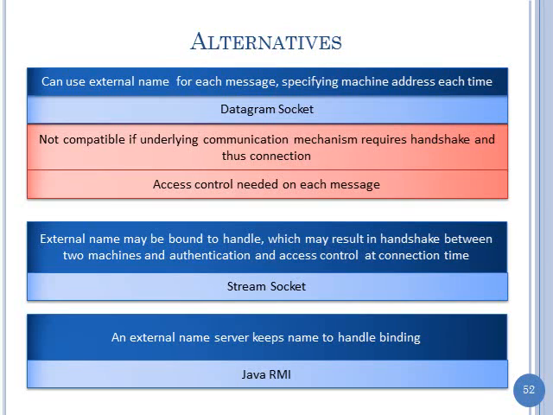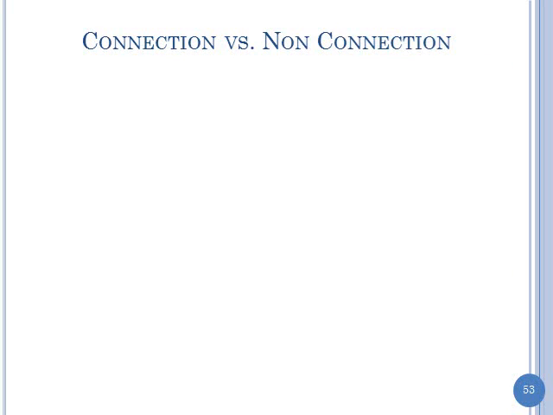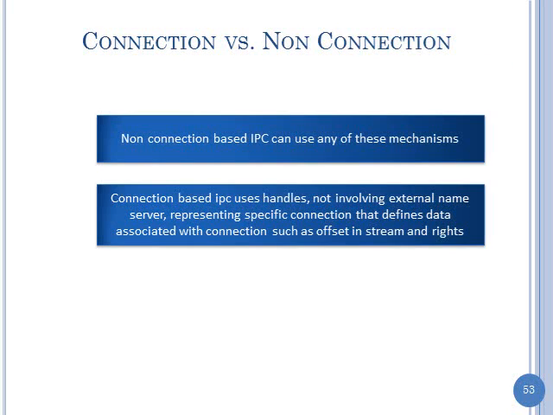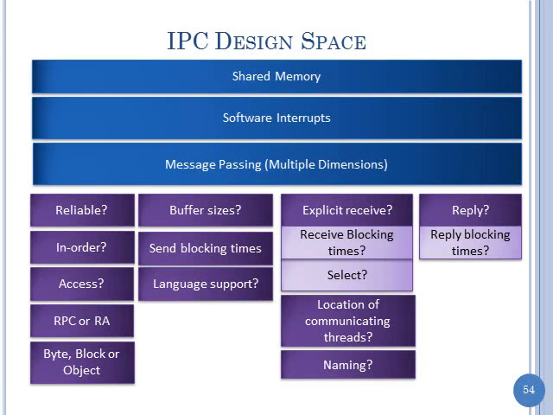In the case of Java RMI, you see that there's an external name server to which you go to figure out which one you want to go to. So non-connection based IPC can use any of these mechanisms. I can always have a library that takes an external name and binds it to a handle, and every time I use that handle, it can send the external name across. So you can always use handles for datagram, non-connection based things. But connection based communication implies handles, because there's a continuity.